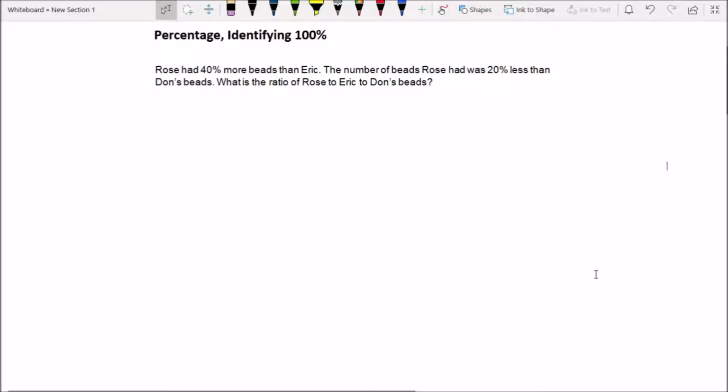Sometimes this isn't clear, and you will have to rely on certain phrases to tell you which item should be taken as 100%. Look out for the words "than" and "percentage off". The items appearing after these words should be taken as 100%.